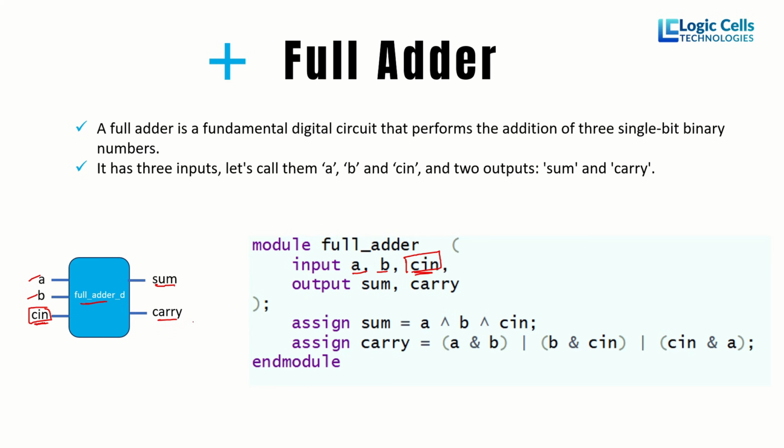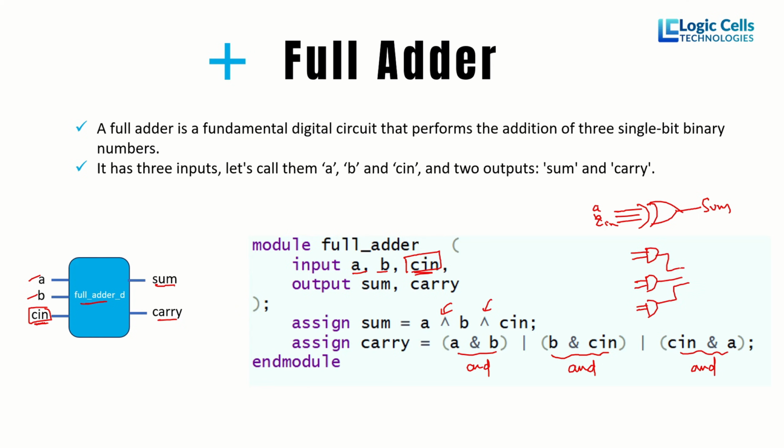Here also the sum will be generated by XORing A, B and C in, and carry will be generated by A and B, which is one AND gate, B and C, another AND gate, and C and A, another AND gate. One single XOR gate can generate the sum of A, B, C in. But one AND gate, one more AND gate and one more AND gate with an OR gate can generate the carry from AB, BC and AC. This will provide you the carry.